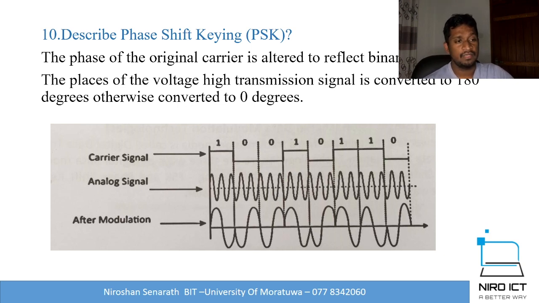Then look at this one. So here we have the carrier signal, and here we have the digital signal. And by mixing these two, then we can create a new wave. If you have high voltage in your signal, then you have to convert your signal by 180 degrees. Then if you find any low voltage places, you have to give the degrees as 0 there. Then this is the modulated signal.